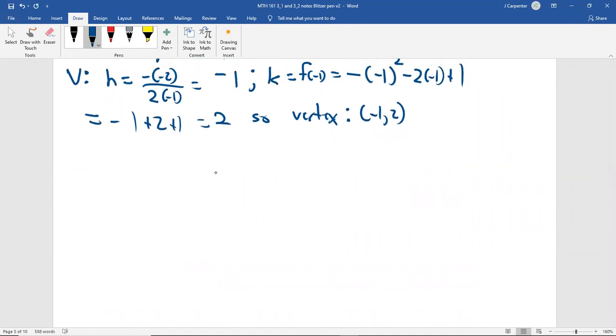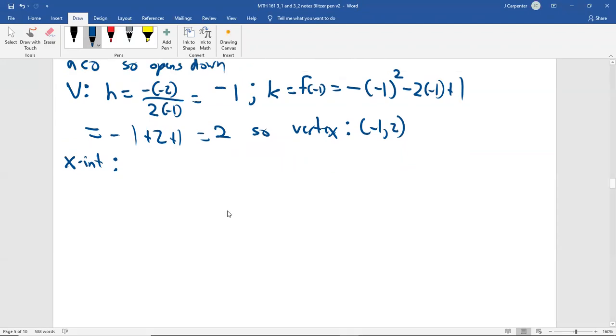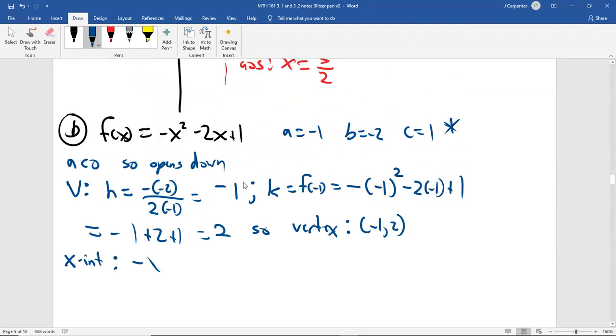So I like to do the x-intercept first. X-intercept, intercepts, could be plural, could be singular, could be none. And that's where we take the original function, which was negative x squared minus 2x plus 1, and we're setting it equal to 0. We're making the whole function equal to 0. That's what I've done. I just put the 0 on the right-hand side. Doesn't matter.